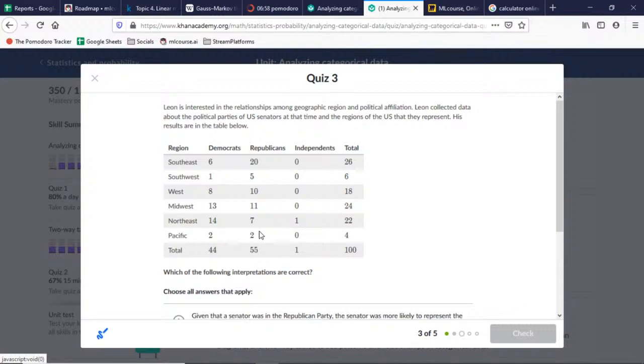A researcher is interested in the relationship between region and political affiliation. They collect data about the political parties of US senators at the time and the regions of the US they represent. Results are in the table below.